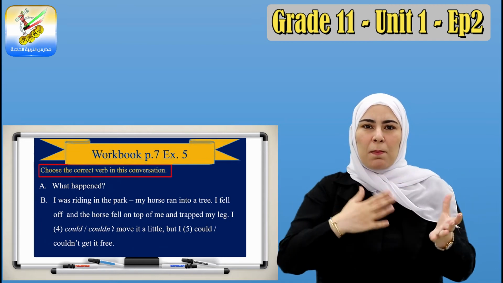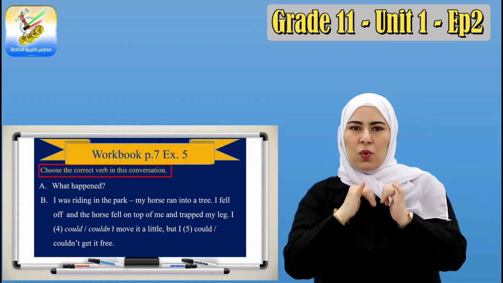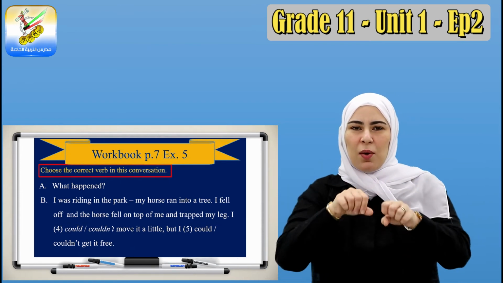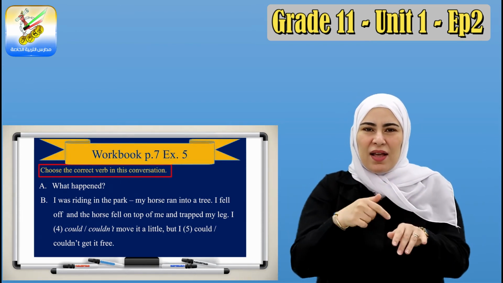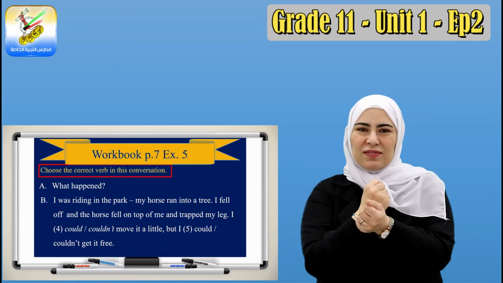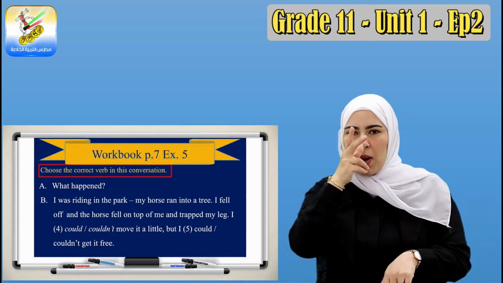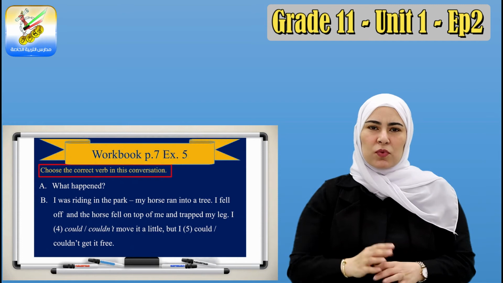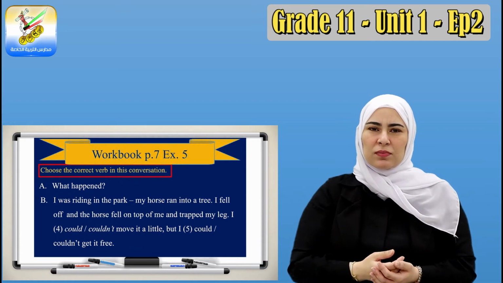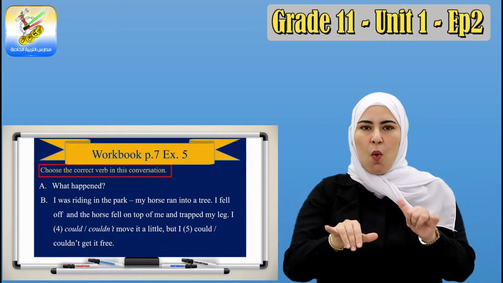I fell off and the horse fell on the top of me and trapped my leg. I could or couldn't move it a little, but I could or couldn't get it free. Now, the sentence is in past tense. In order to choose the answer correctly, you must think about the ability and inability.